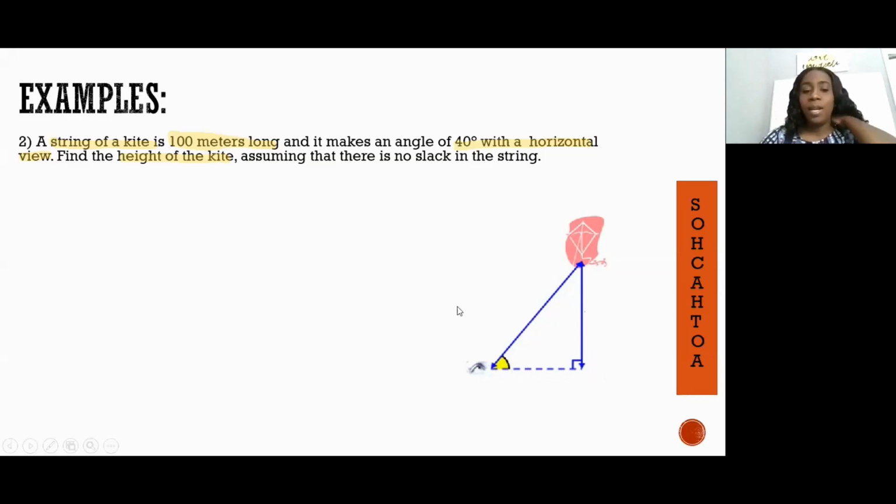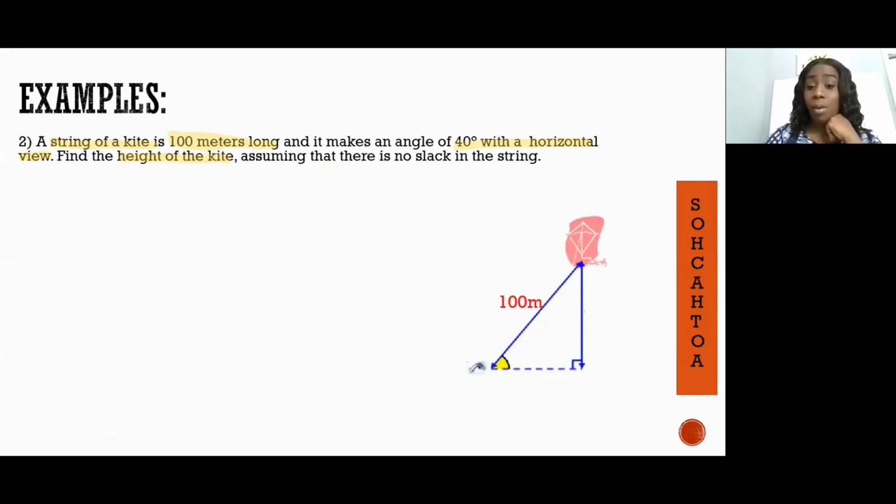Next thing, I'm going to put in my values. Where do you think the 100 meters is going to go? They say the string of my kite is 100 meters. Where's the string? Is this the string? Good. So the string is the hypotenuse. That's where the string is going to go. That's 100 meters. And then where does the 40 degree go?